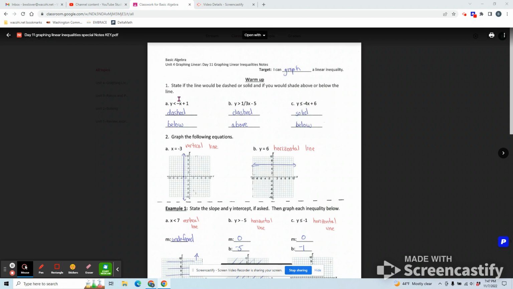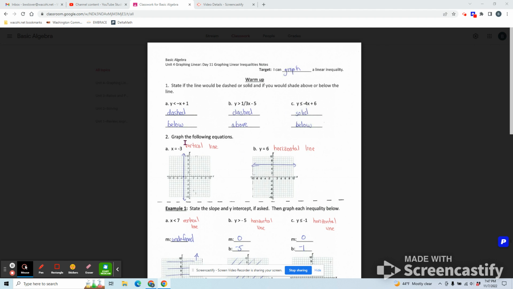So here's our warm-up. This is just asking us to describe what we're going to do. It's not asking us to actually graph. It's asking us to decide whether it's dashed or solid, and if we're going to shade above or below. Just getting us in the mindset of graphing inequalities. So down here we have y is less than negative x plus 1. So we're going to have a dashed line because it just says less than, and our less than numbers are always going to be below that line. Same thing with b and c.